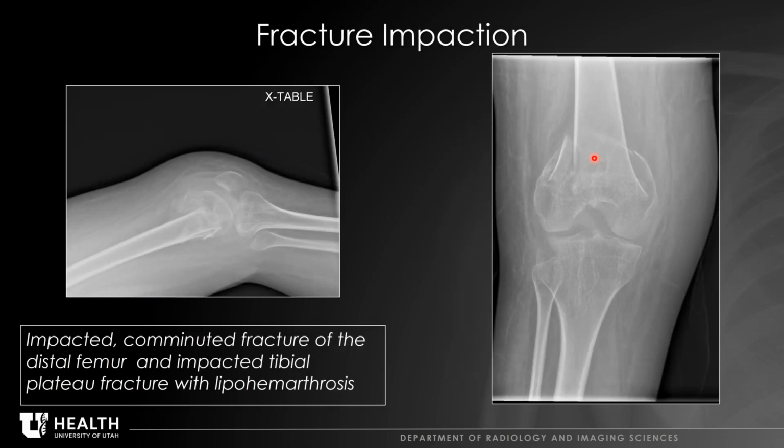Here's another impacted fracture. This is a comminuted impacted fracture of the distal femur. We're seeing that it's telescoped in, right? This bone used to connect right here. That bone used to connect to there. And this bone is definitely shorter.